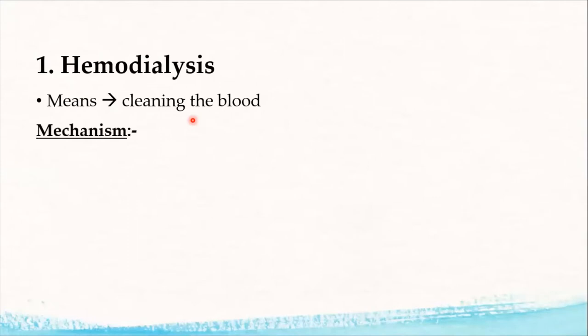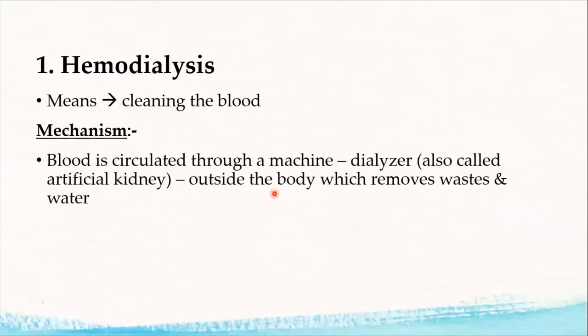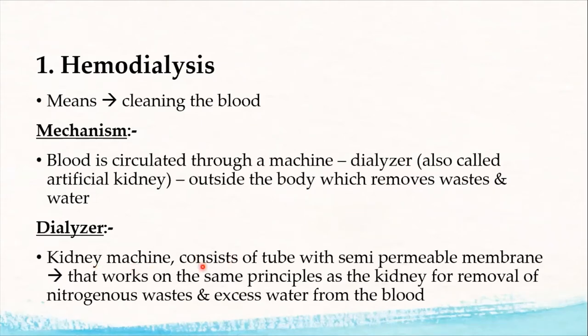Let's see what is the mechanism behind the hemodialysis that is used. Basically, blood is circulated through a machine. That machine is known as a dialyzer. Dialyzer is also known as an artificial kidney, and blood is circulated through this machine outside the body. The dialyzer removes the waste and water from the blood, and ultimately the blood gets rid of all the nitrogenous waste. Along with that, excess water is also removed. The dialyzer is basically a kidney machine, and it consists of tubes with semi-permeable membranes that work on the same principle as the kidney for the removal of nitrogenous waste and excess water from the blood.